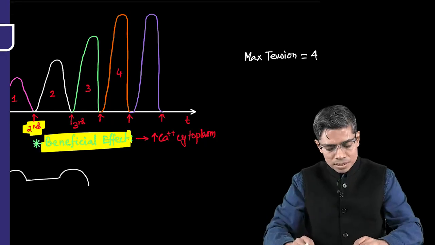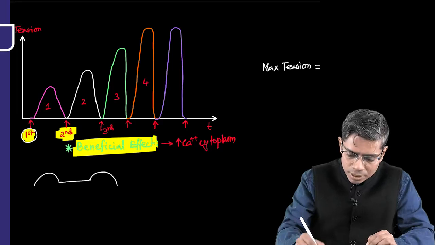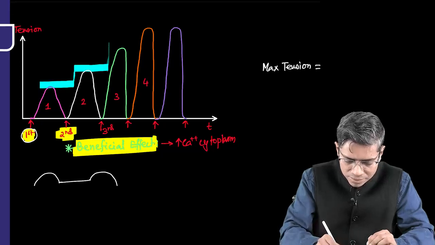So now if you look at this curve, what are you finding out? You are finding that there is a gradual increase in height in a step-by-step fashion.